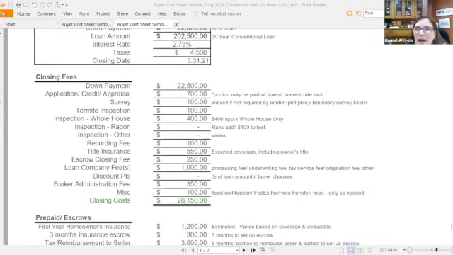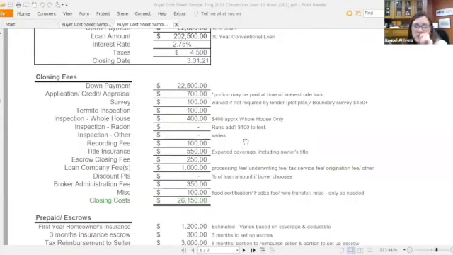If I have a house that, let's say, is $100,000, I usually bump the miscellaneous down to 50. But again, it just depends. Any questions on closing fees, just general closing fees? Okay. And then you get the fun part.